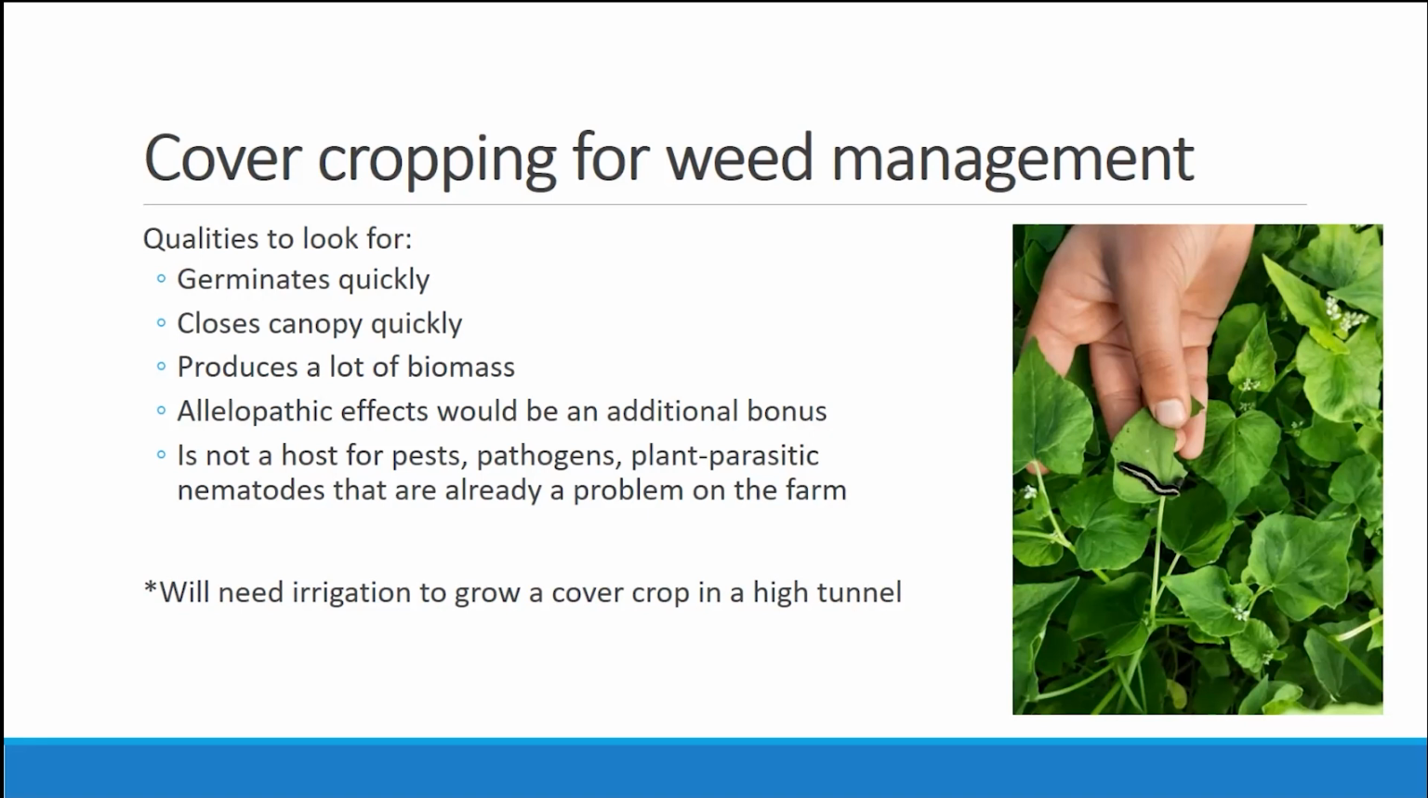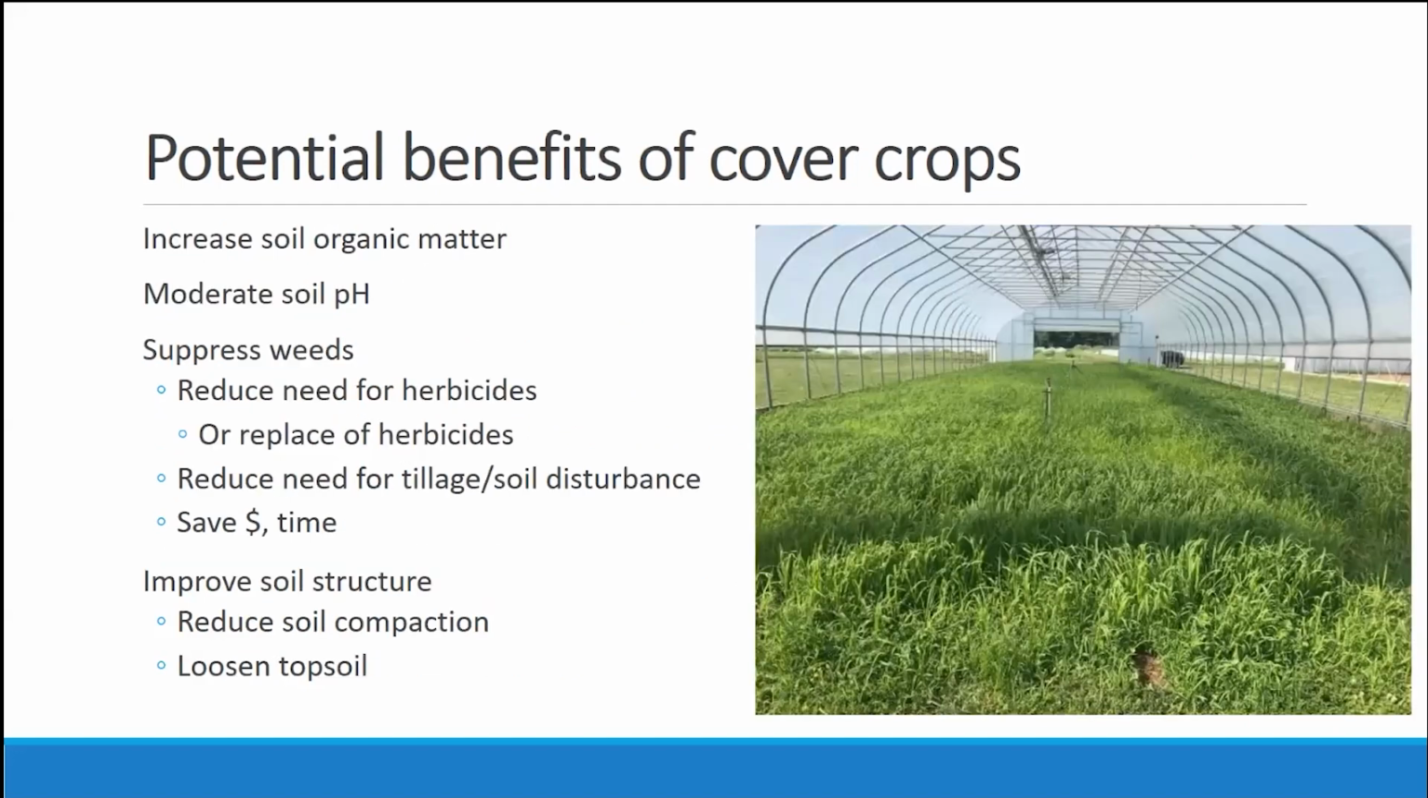Some cover crops will have allelopathic effects, meaning that they can be detrimental to other plants, right? They release a chemical, right? And so in the case of competing with weeds, that's a good thing. You also want to make sure that a cover crop isn't making some other issue worse, right? So it's not a host for pest pathogens or plant parasitic nematodes that are already a problem on your farm. And you will need to irrigate to grow a cover crop in a high tunnel. You will need to at least get it started. This photo, for example, you can see there's sprinklers set up in here, and that's how we got this going.